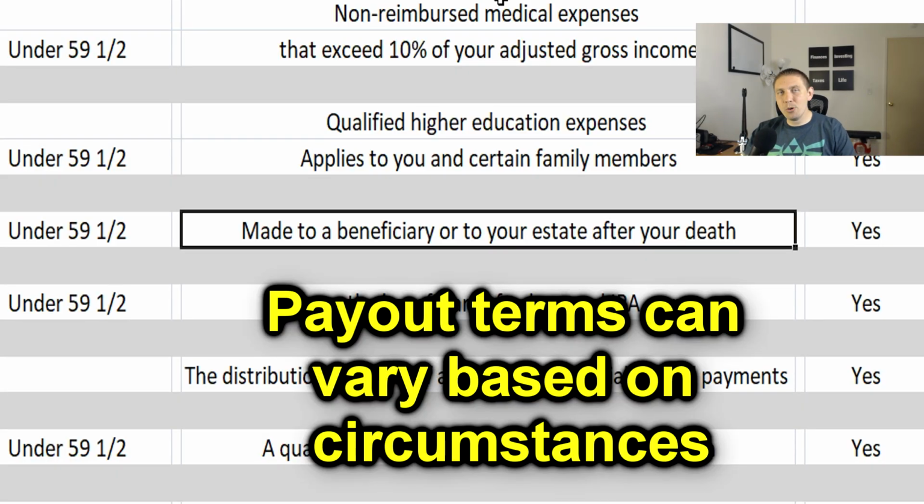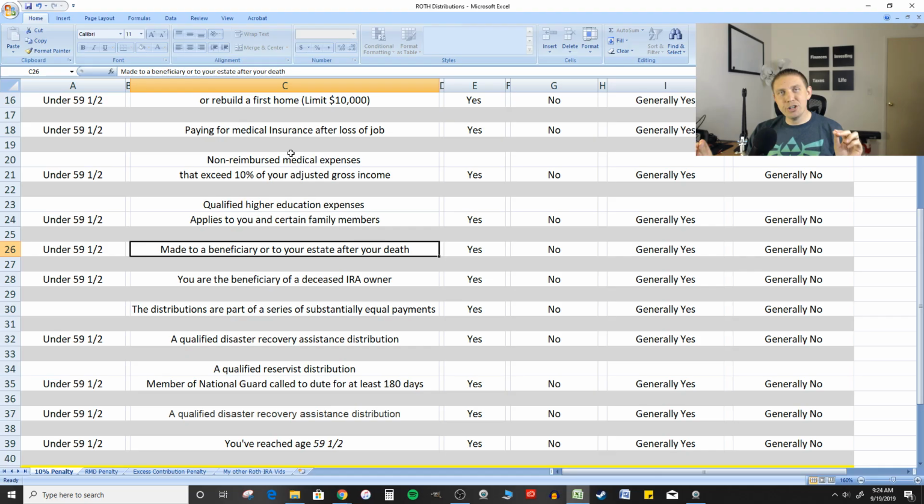It has to be paid out to them in 5 equal payments, or it's going to be based on their life expectancy, depending upon how you set up the account, how old they are, and so on and so forth. But those distributions are generally qualified, okay? So normally, if you're a beneficiary of a Roth, you can take the money out, generally without penalties, even if you're under age 59 and a half.